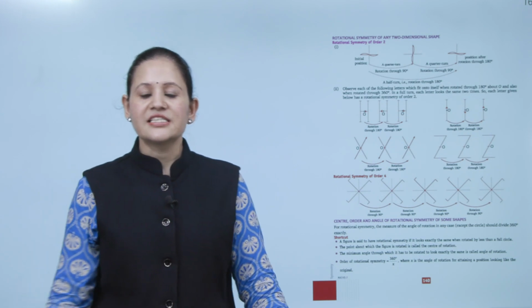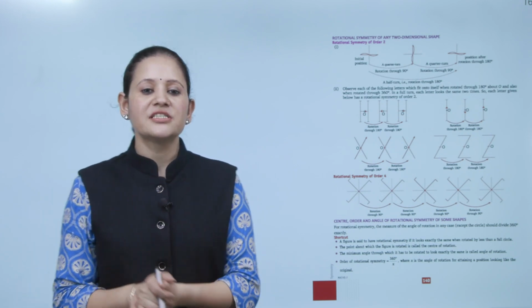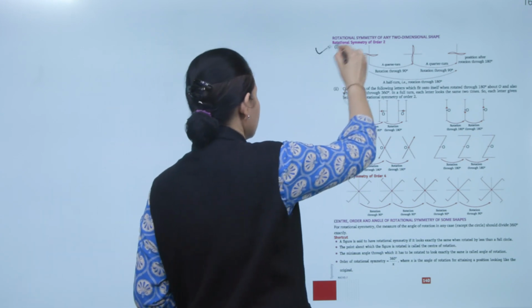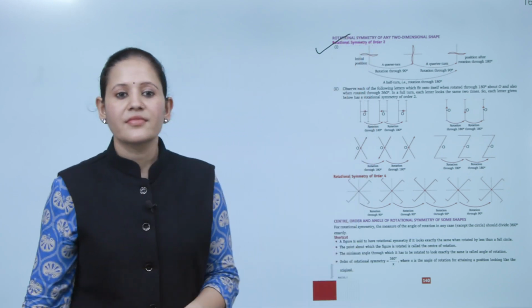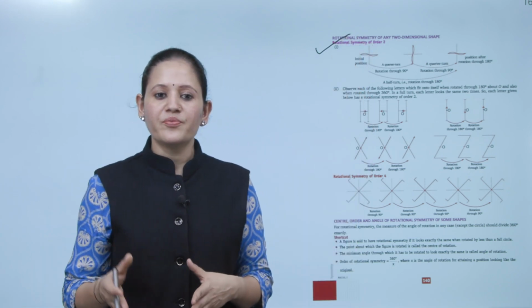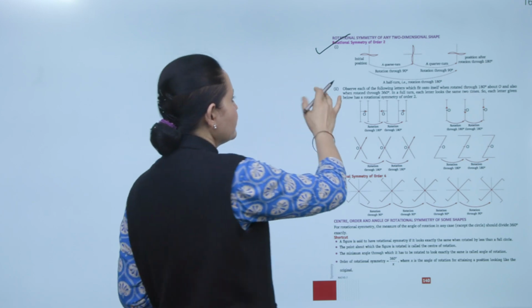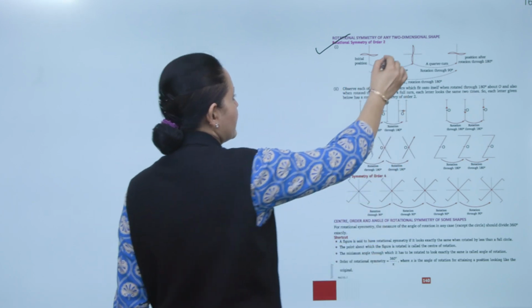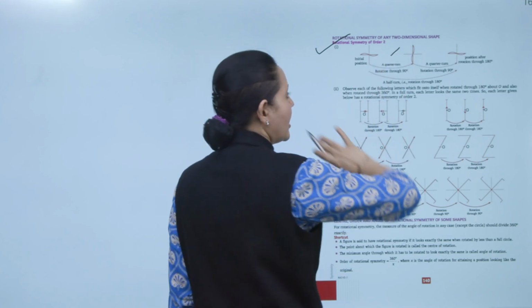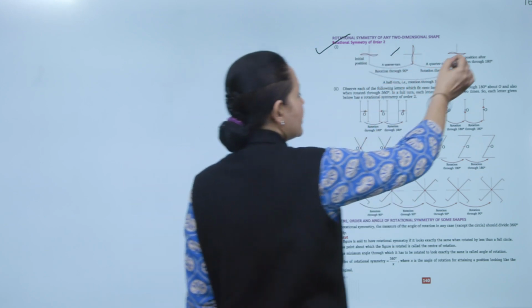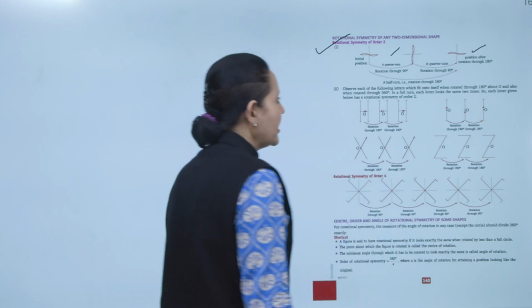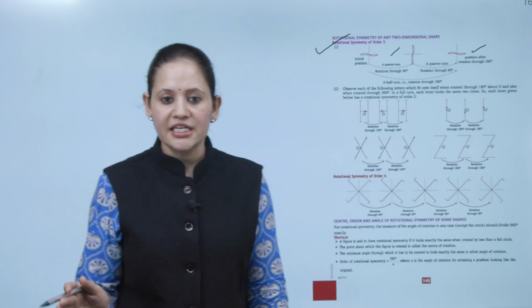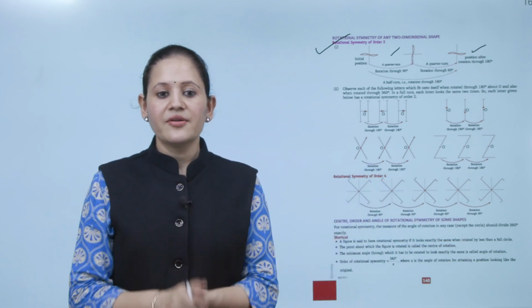Next is rotational symmetry of any 2-dimensional shape. Rotational symmetry of order 2. This is the initial position, then after a quarter turn, this would be the position. Rotation through 90 degrees. Again a quarter turn, this would be the position. That is the rotation through 180 degrees, the half turn.